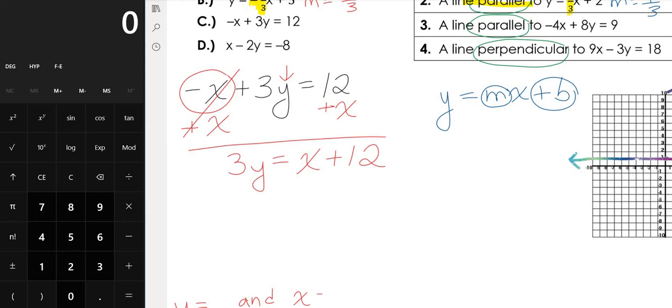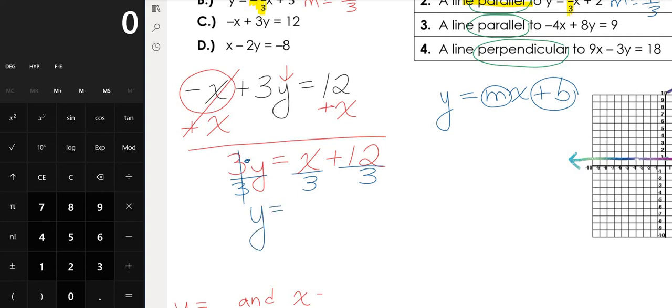So the next step is we have to break up this relationship, this marriage, between the 3 and the y, which is the multiplication. So to break it up, we're going to divide out the 3 for every single term in this equation. Divide out the 3, divide out the 3, divide out the 3. The 3's cancel, so we have y equals.